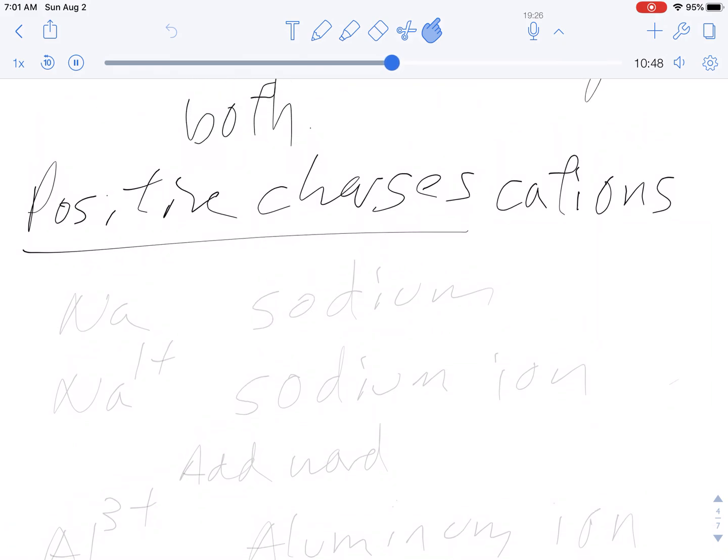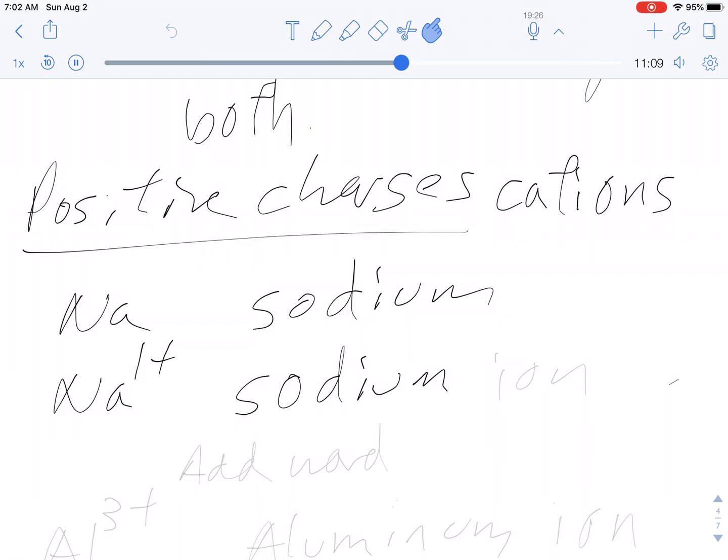So anyhow, if you've got a cation, let's compare these two, okay? The top one is just sodium, just plain old sodium. The second one we would say is sodium ion. You write the name and then you add the word ion. Okay, so the top one is just plain sodium. The one with the 1 plus charge, that is a sodium ion. And they are very, very, very different substances.